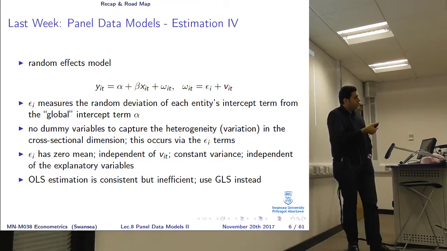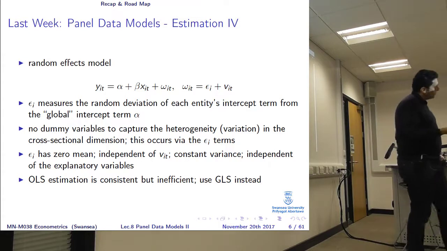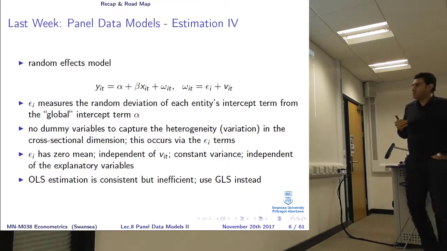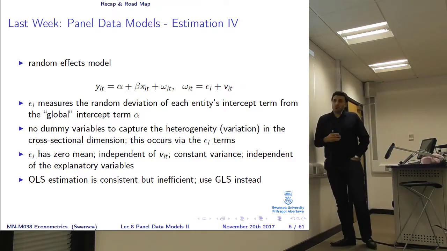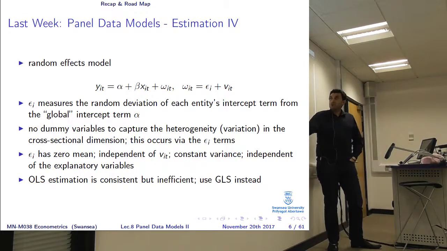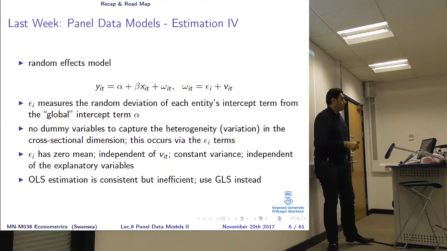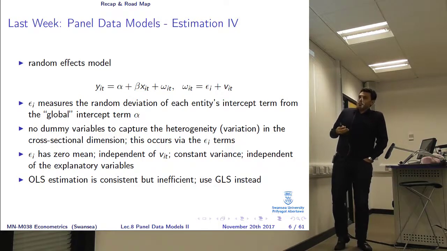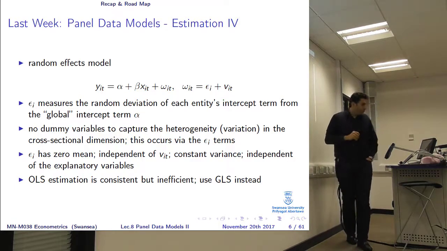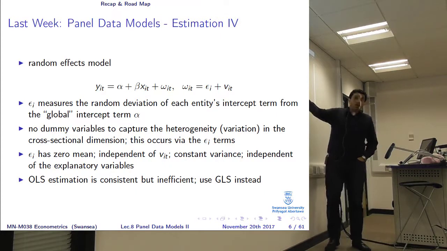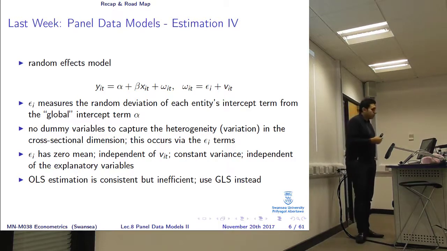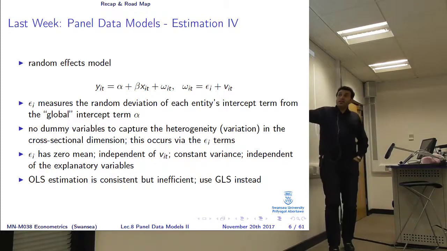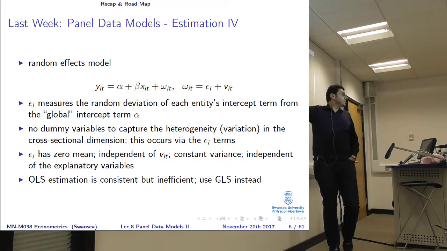So we don't drop the variables that don't change over time. And also we don't have a large number of dummies to capture heterogeneity or the variation in the cross-section dimension, because this happens through the random component, the new component in the error term, epsilon_i. We also explained that there are some assumptions about this. We assume that this component has zero mean, independent of the other component in the error term, so this one shouldn't be correlated with this one. It has constant variance and should be independent from the explanatory variables, so it shouldn't be correlated with any of these x's.